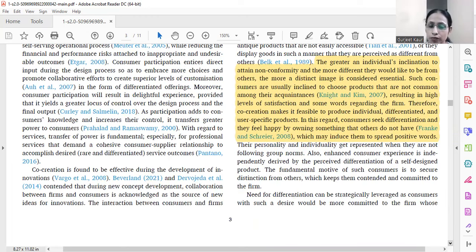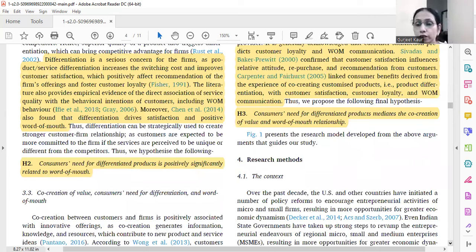Sir, despite the fact that we knew that consumers' need for differentiated products could lead to either negative word of mouth or no word of mouth, we could not state it that way. When you look at our hypothesis two, consumers' need for differentiated product is positively and significantly related to word of mouth. We have written positively and significantly because the majority of the literature says that if you are looking for a customized or differentiated product, automatically you would spread positive words about the service provider. Why? Because of the satisfaction you would derive from the customized product, which would compel you to speak positively about that service provider.